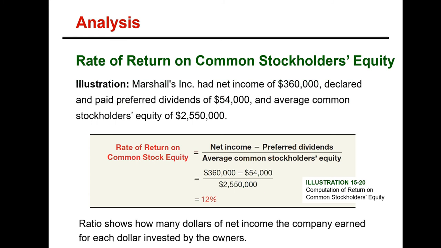But notice, you may see an exam question, hint, hint, that says beginning equity is X amount of dollars, ending is X amount of dollars. To create the average, we take beginning and ending, add it together, and divide by 2, and that gives us our average common stockholders' equity, which is our denominator in this illustration. Therefore, the ratio in this scenario is 12%.